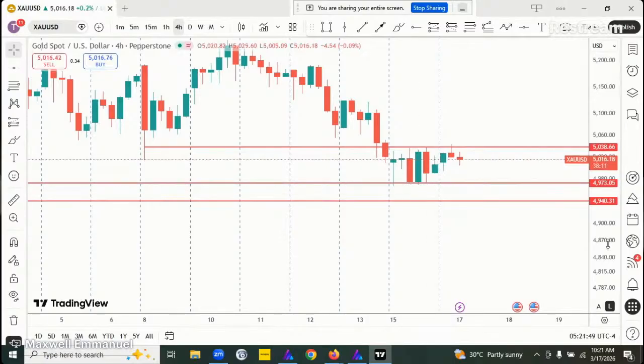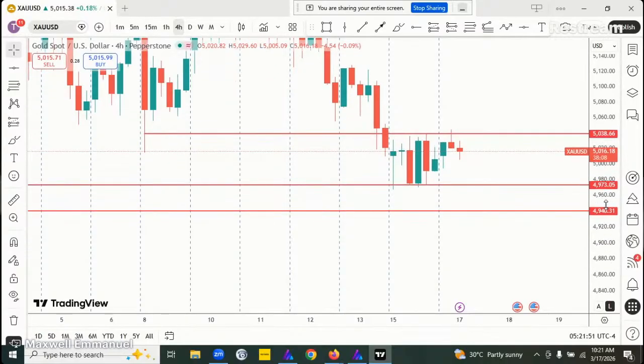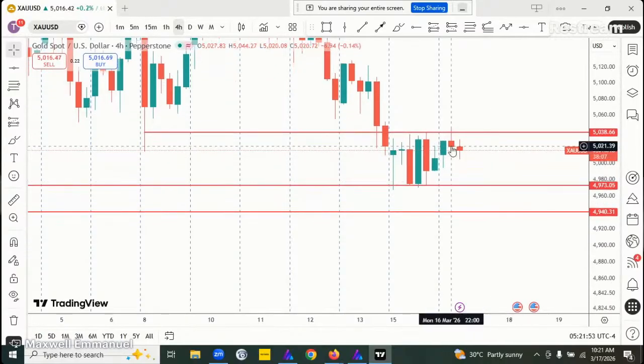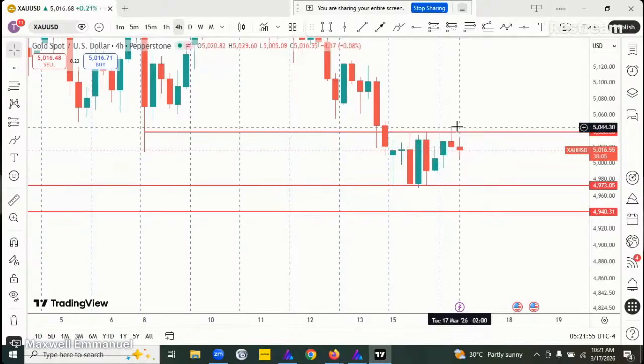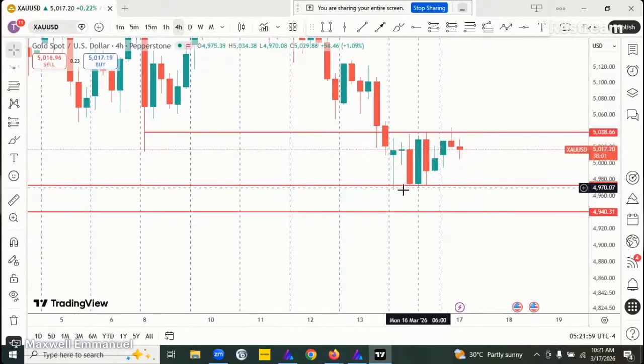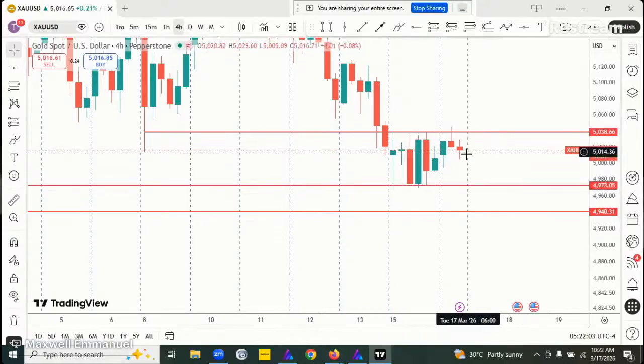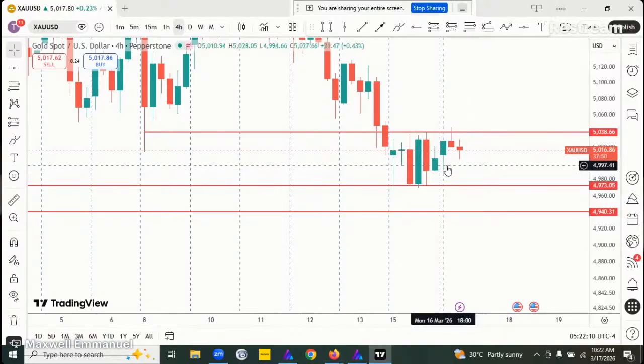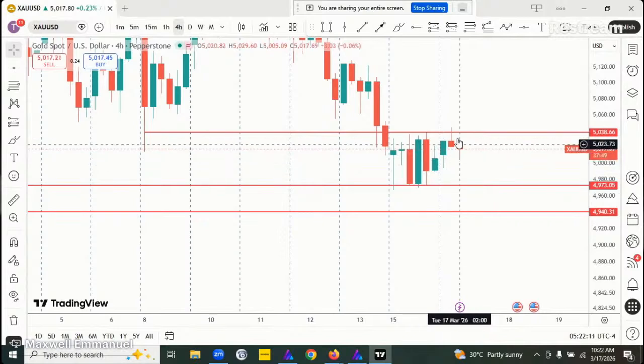So if I'm going to take any risk on the gold right now, it would be a sell. And if I'm selling from this point, my stop loss will be at this point. My take profit will be at this point. If I'm going to take any risk on gold, it has to be a sell and not buy. So that's my take on gold.